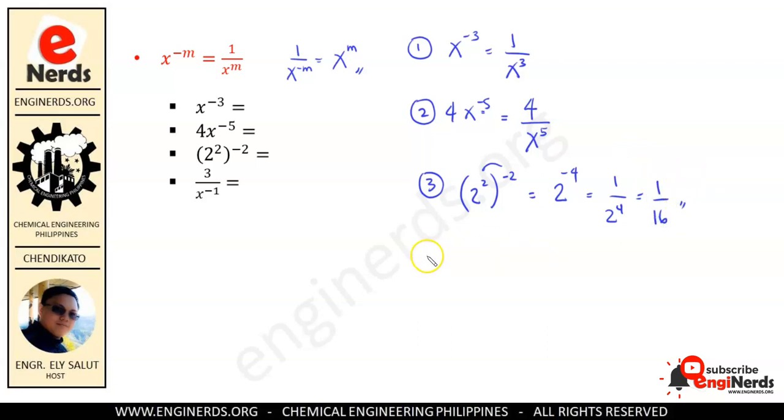Okay? Then, our last problem for this property, we have 3 over x to the negative 1. So, like what I said earlier, no? It's similar here. So, we'll have here 3x to the positive 1. So, this is equal to 3x. Okay? So, let's go to the next property.